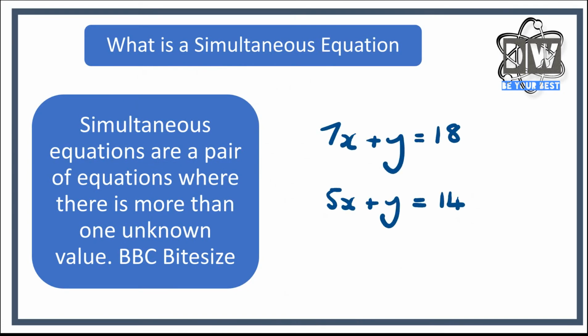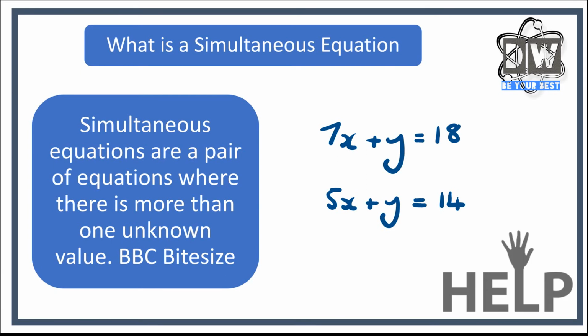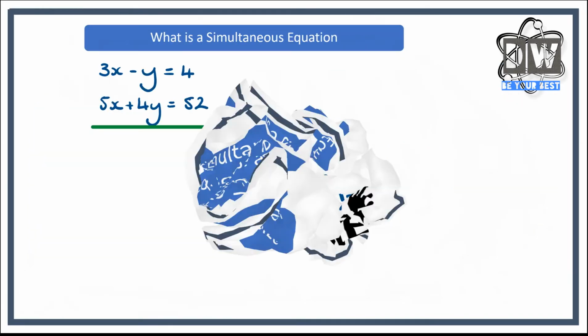You probably know this off by heart, but simultaneous equations are a pair of equations where there is more than one unknown. We've got x's and y's that we need to find, so we need to work with these together to find out those values.